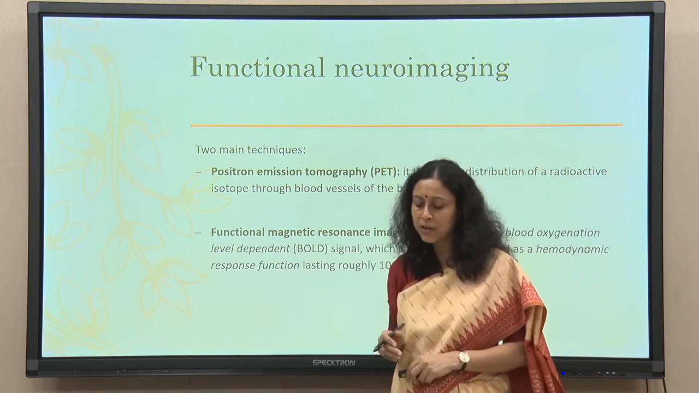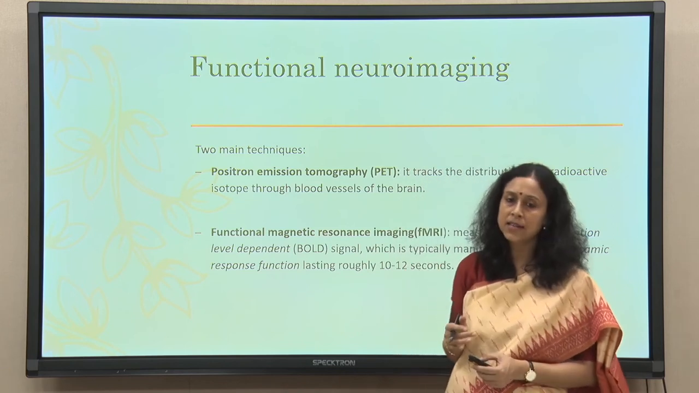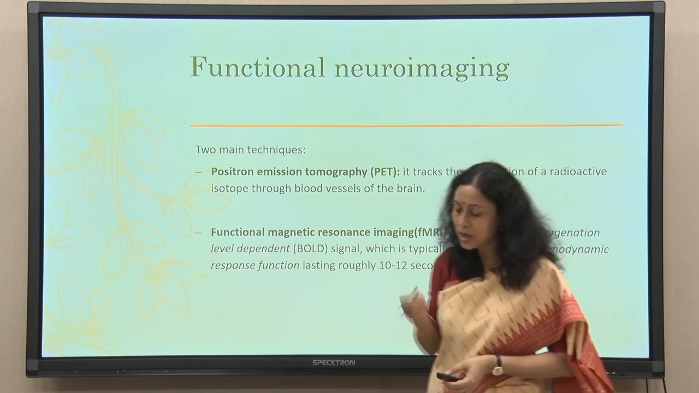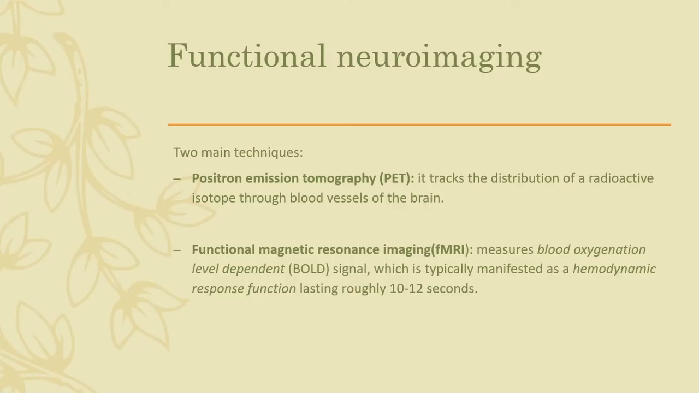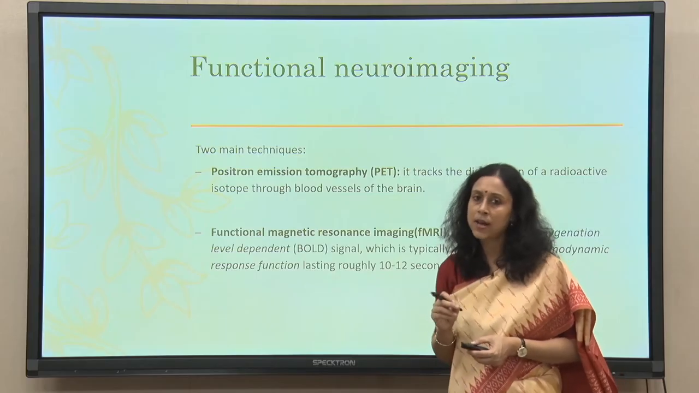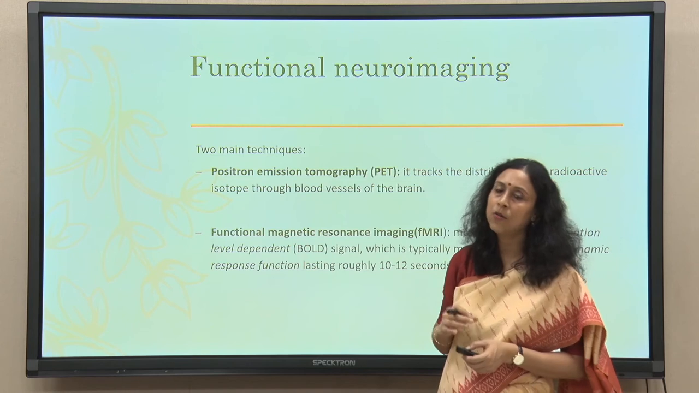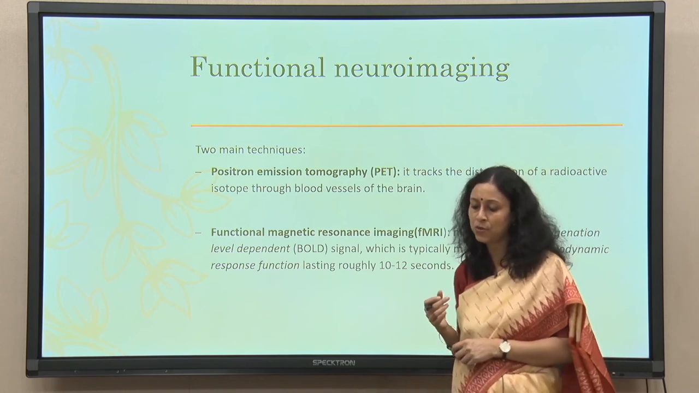Anyway, functional neuroimaging has two different kinds of techniques. One is called positron emission tomography, which is PET. What it basically does is track the distribution of a radioactive isotope through the blood vessels. As blood courses through the brain, the machine tracks the radioactive isotope as it moves around in the brain. Where in the brain it goes and how the activity is happening, that is what it picks up.